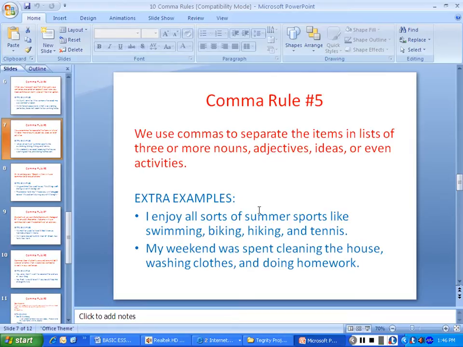I enjoy all sorts of summer sports like swimming, biking, hiking, and tennis. Here's one more example. My weekend was spent cleaning the house, washing clothes, and doing homework.